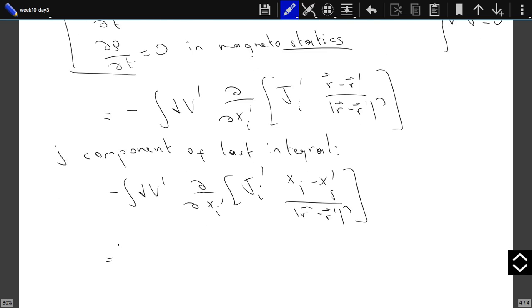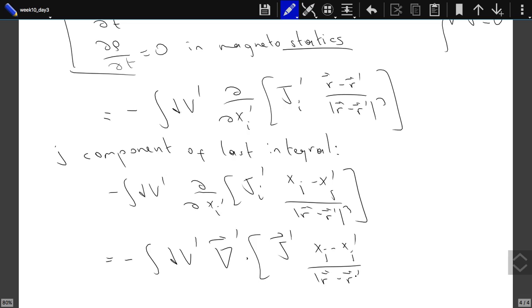Well, this is nothing but minus dv prime gradient with respect to the prime coordinates of the divergence of j prime xj minus xj prime. For each j over here, this quantity is itself a vector. I'm taking the i component of that vector, taking its derivative with respect to xi prime and summing over i. That's nothing but the divergence.